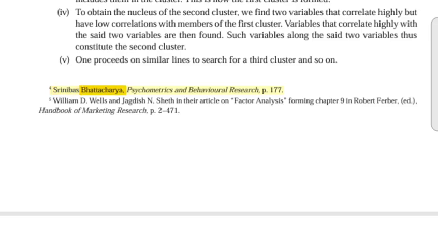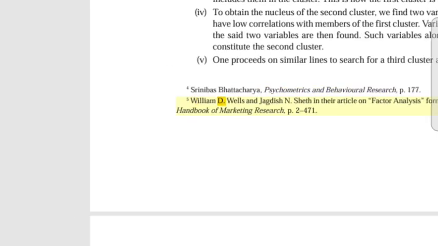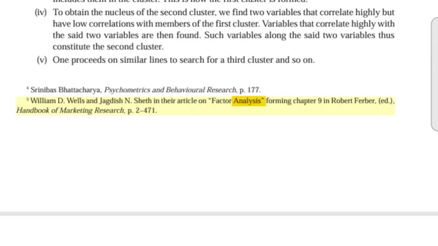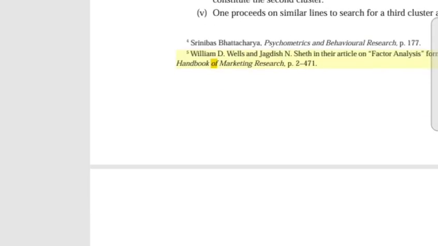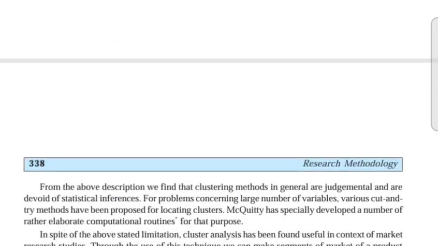4. Srinivas Bhattacharya, Psychometrics and Behavioral Research, p. 177. 5. William D. Wells and Jagdish N. Sheth in their article on Factor Analysis, forming Chapter 9 in Robert Ferber, ed. Handbook of Marketing Research, p. 2-471.